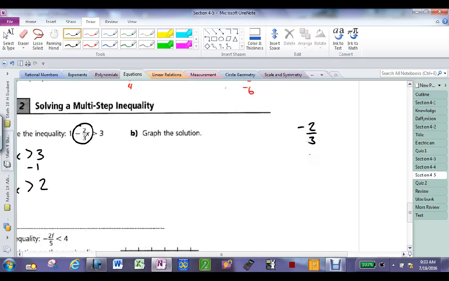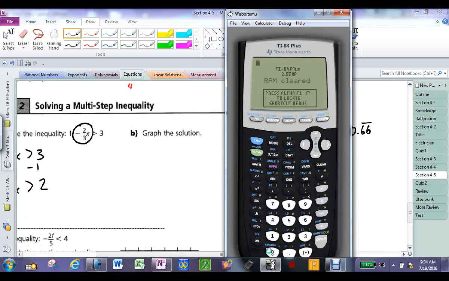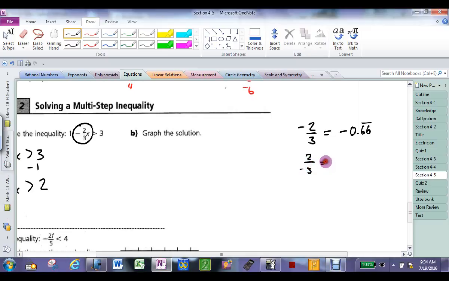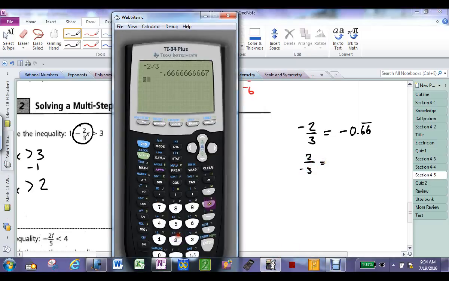Negative 2/3, if you do that on your calculator, what do you get? I'll help you out. Negative 0.66 repeating, right? Negative 2 divided by 3. Negative 0.6 repeating. What do I get when I do 2 divided by negative 3? Negative 0.6, nope, there's a 7. Good gravy, it's the same thing.